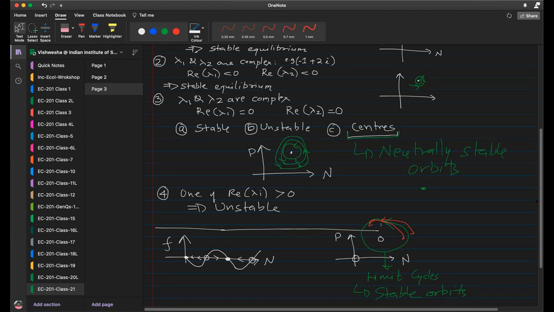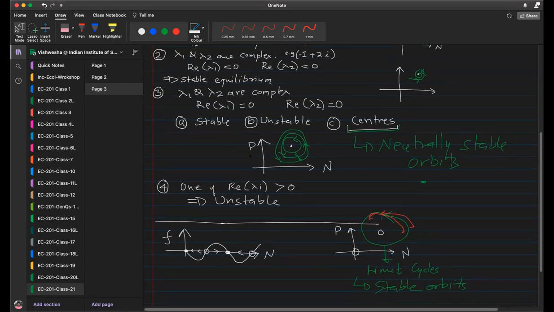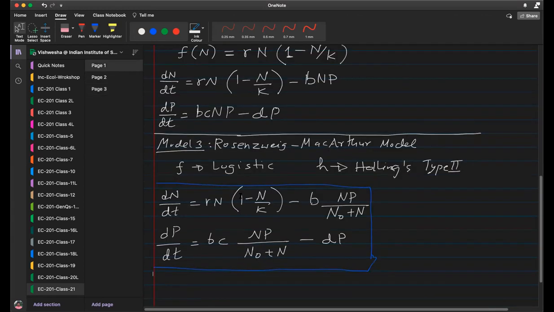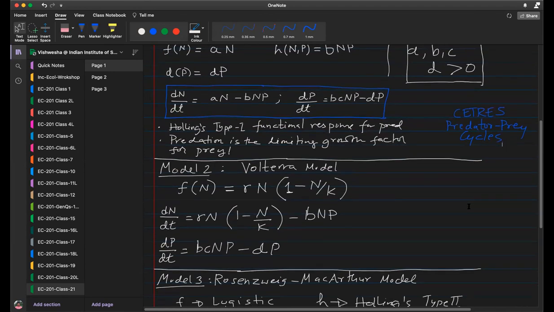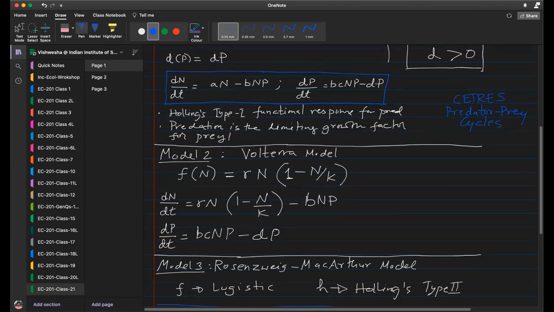Okay, and let me also summarize and tell you that if you go back to the 3 models here, because these are all things I'm not covering in terms of mathematical details, let me just state the results. So here you will find centers, or basically in terms of ecology, predator prey cycles. However, very interestingly, the moment you go to the Lotka-Volterra model which has this carrying capacity for the prey, centers disappear.